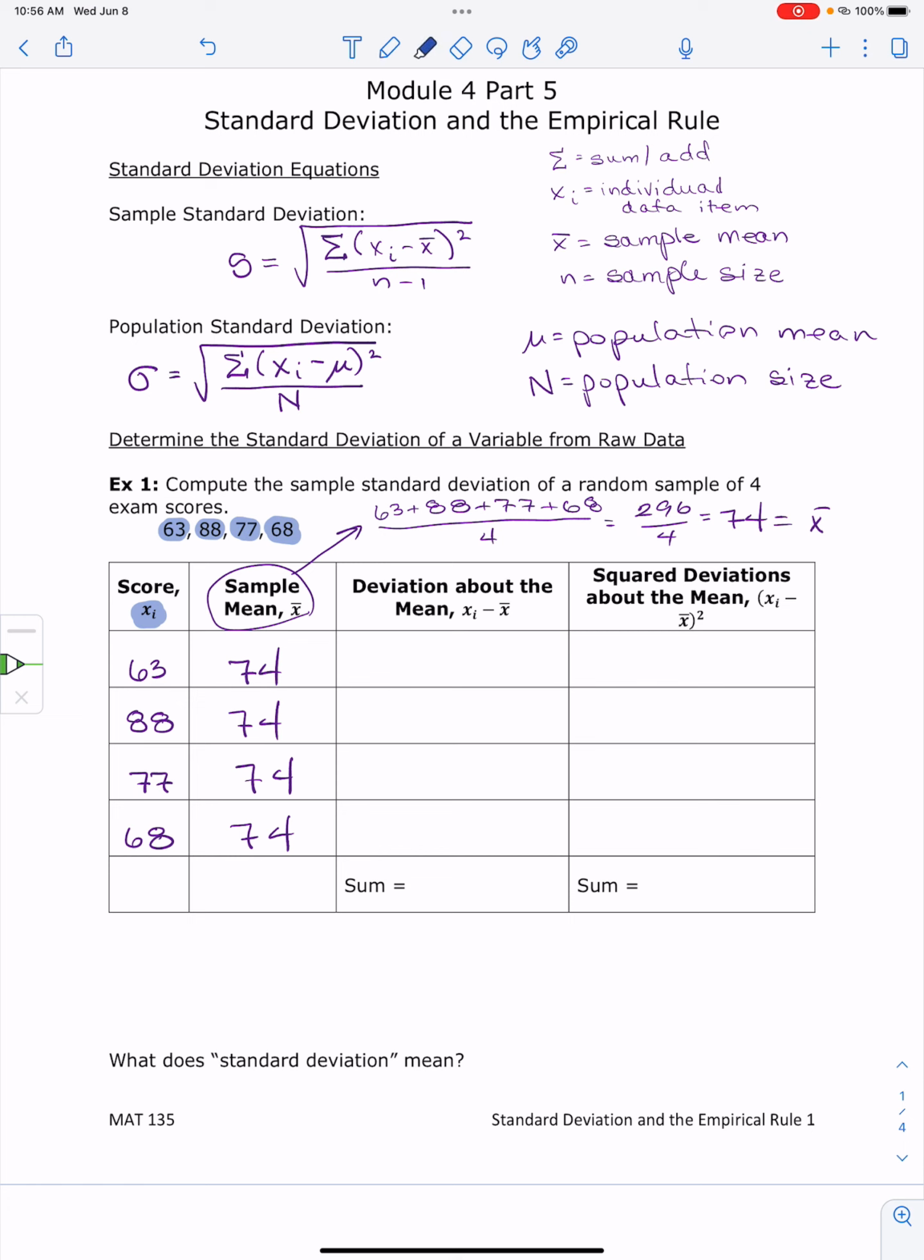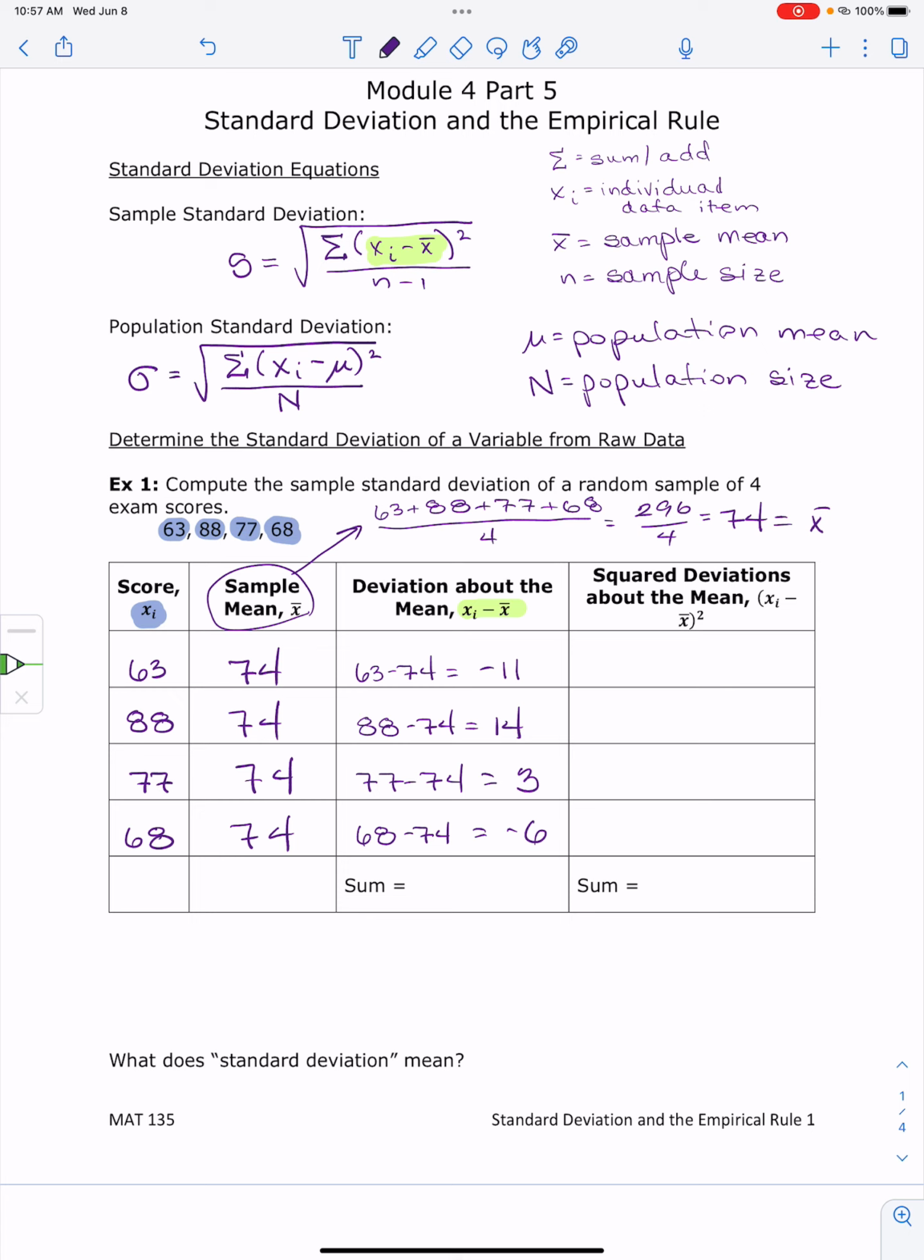Next thing we are going to look at is the deviation about the mean. That's this part, x sub i minus x bar. Right now, I am taking care of this part in here. Again, I'm going to write those out. I have 63 minus 74, which gives me negative 11. I have 88 minus 74, which gives me 14. 77 minus 74, which gives me 3. And 68 minus 74, which gives me negative 6.